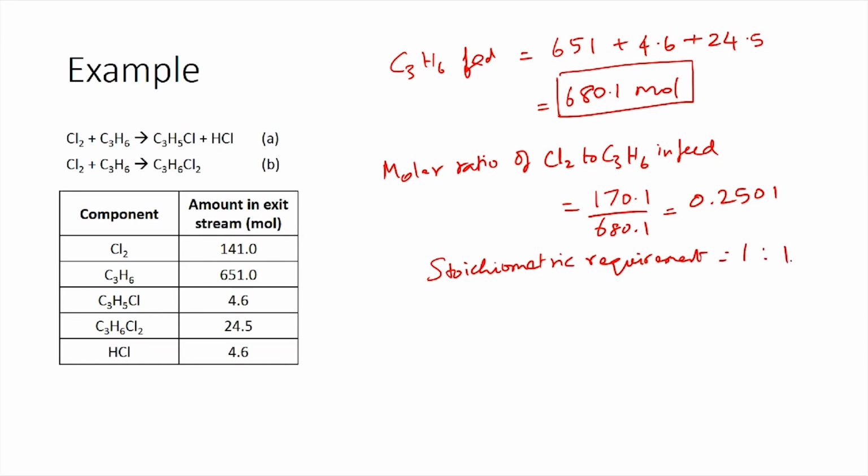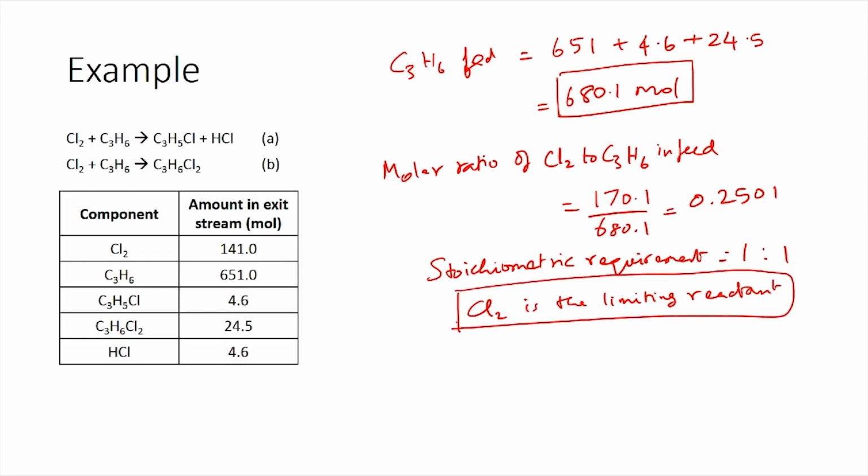1:1. As the stoichiometric requirement is higher for chlorine and it is being supplied at a ratio lower than the stoichiometric requirement, we can identify that chlorine is the limiting reactant and C3H6 is actually being supplied in excess.